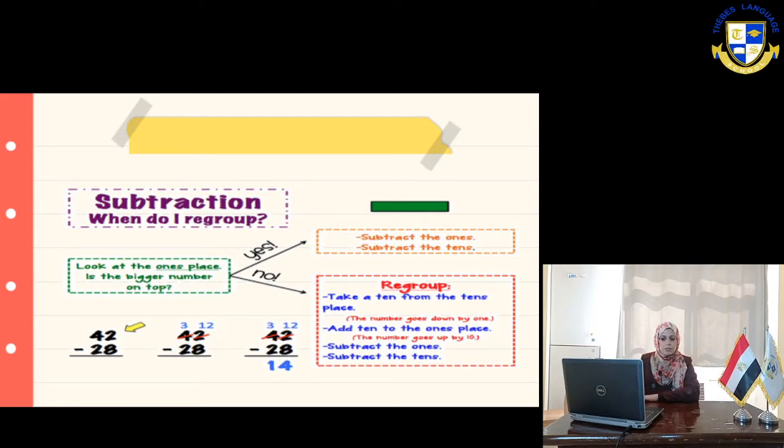See the example, 42 minus 28. Look at the ones. The ones on the top is 2, down it's 8. 2 is smaller than 8, so it can't be. So what do we do?